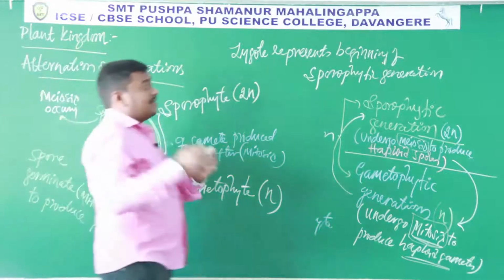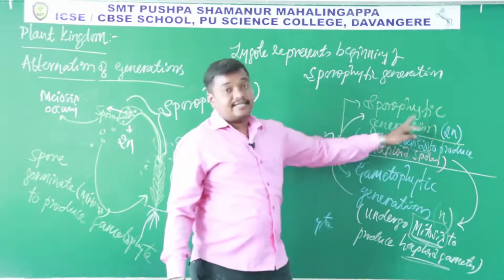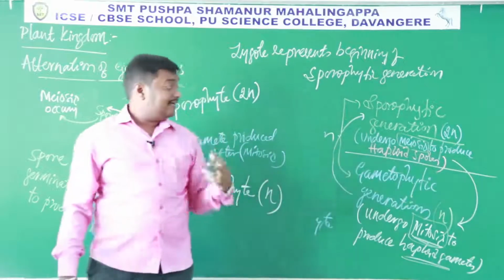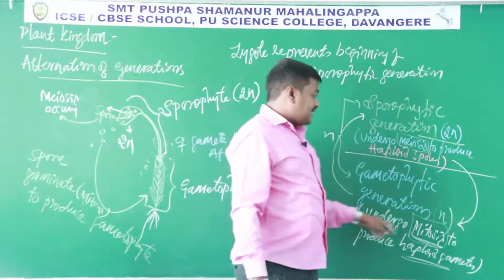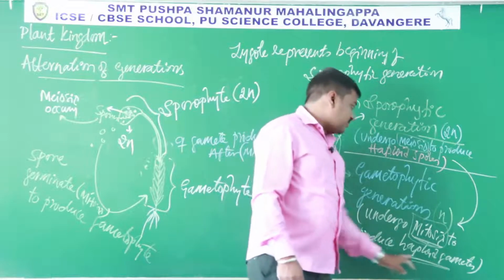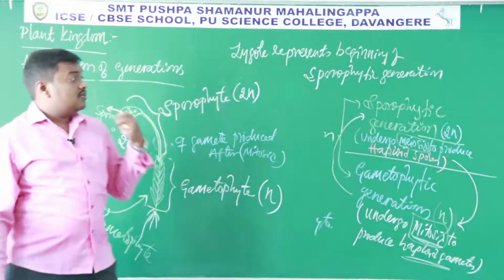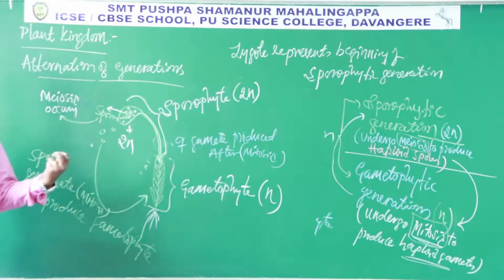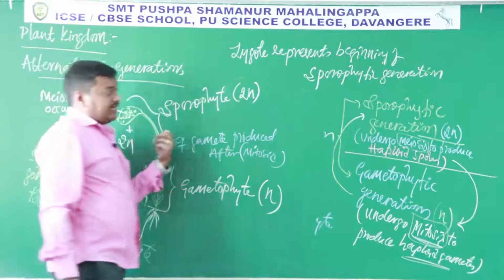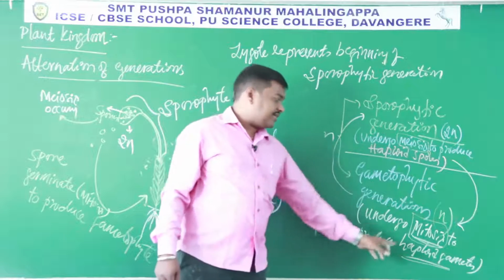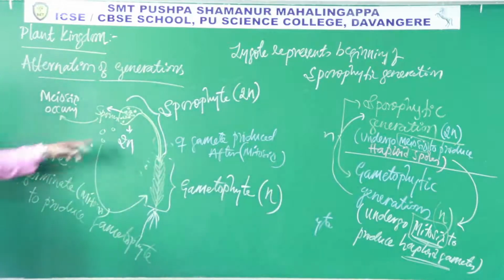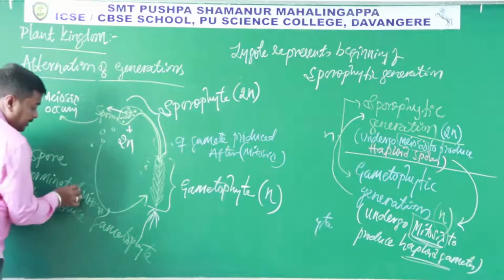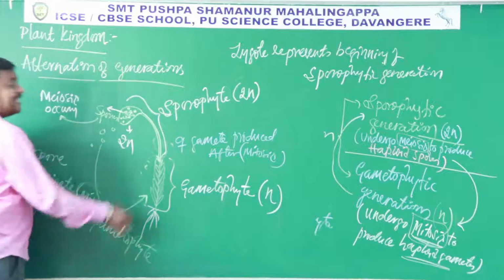Okay, so once again just recall it. Sporophytic generation is always diploid and it undergoes meiosis to produce the haploid spores. In the same way, gametophytic generation is haploid in nature. It undergoes mitosis to produce the haploid gametes. Sporophyte produces spores, gametophyte produces gametes. So in the sporophytic generation meiosis happens, in the gametophytic generation mitosis happens. Meiosis is for the formation of spores. But the spore undergoes mitosis again to produce the gametophyte.